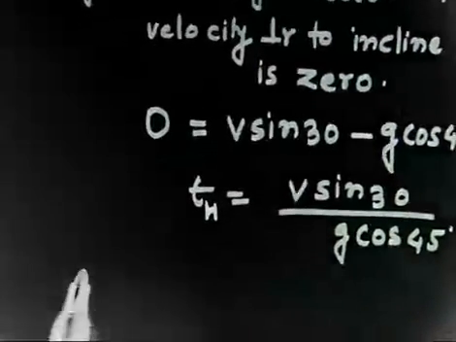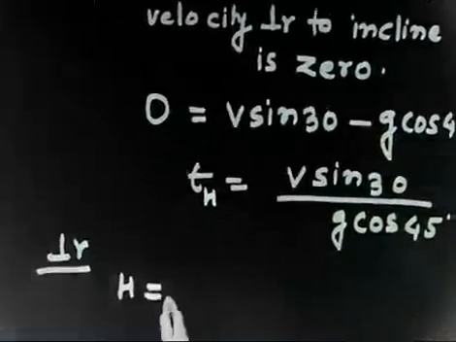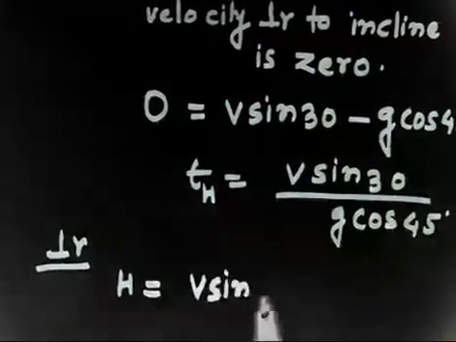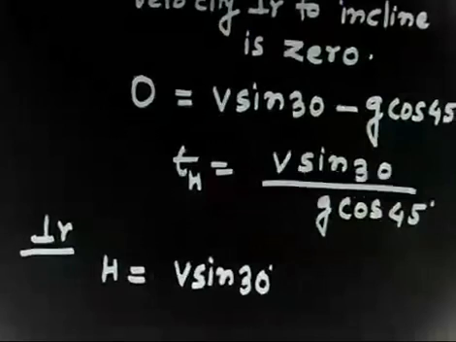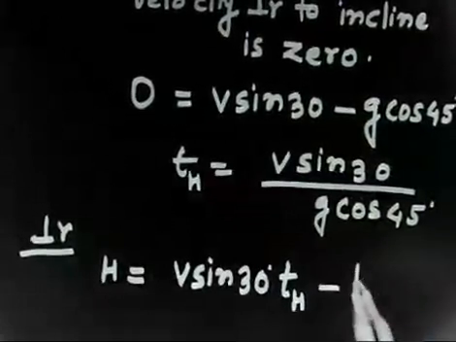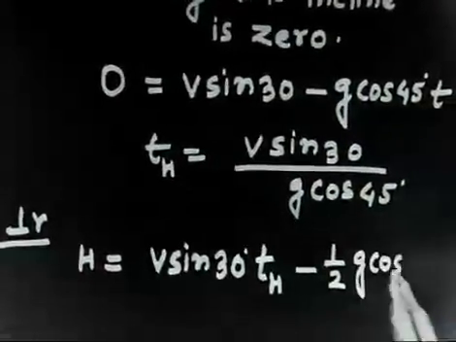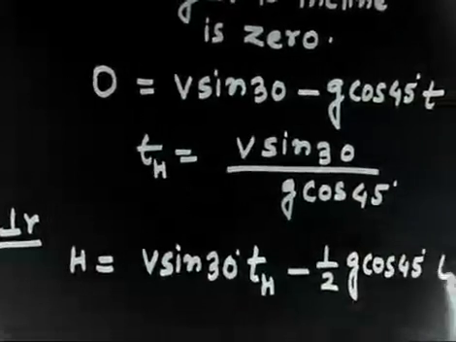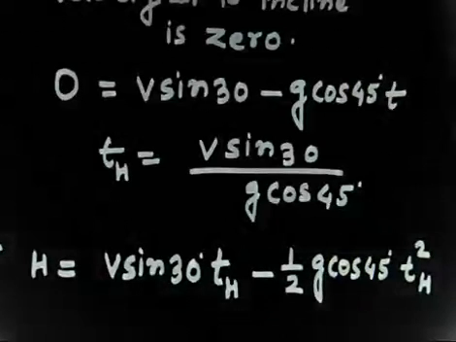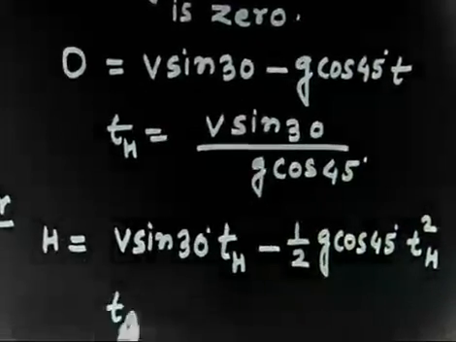Are you getting? So I can write the equation in the perpendicular direction: h equals ut plus half at square. Initial velocity is v sin 30, so ut, and this will be th, minus half, because acceleration is in the negative direction, g cos 45, half a into t square. So this is th. Now you calculate the value of th and plug it in here, you will get the result. So let us calculate the value of th.